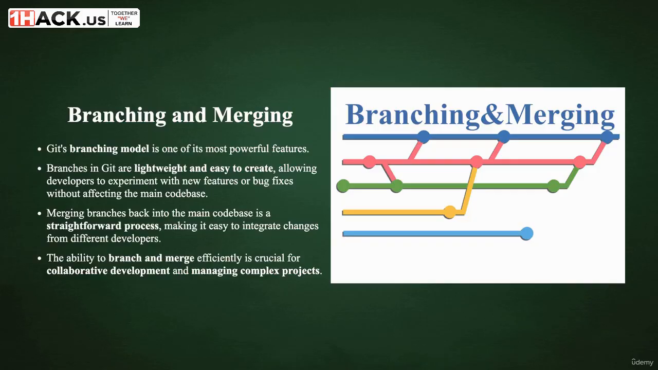When it's time to integrate the changes, merging branches back into the main code base is a straightforward process in Git. The ability to branch and merge efficiently is crucial for collaborative development and managing complex projects, as it allows multiple team members to work on different parts of the code base and then seamlessly integrate their contributions. The branching and merging capabilities of Git are a key factor that sets it apart from other version control systems and makes it a valuable tool for software development teams of all sizes.